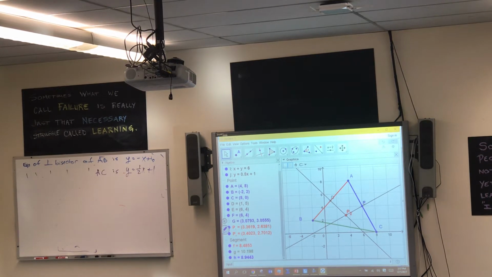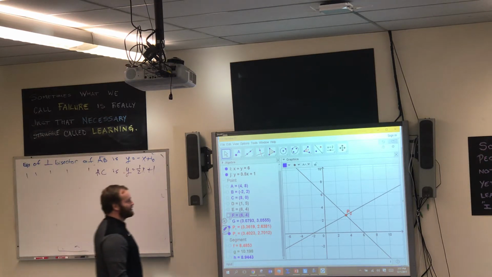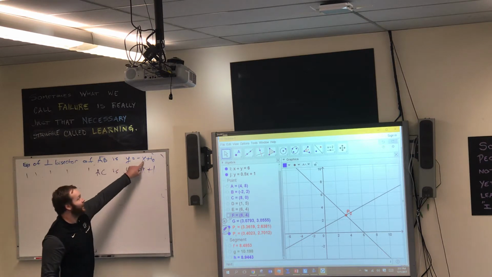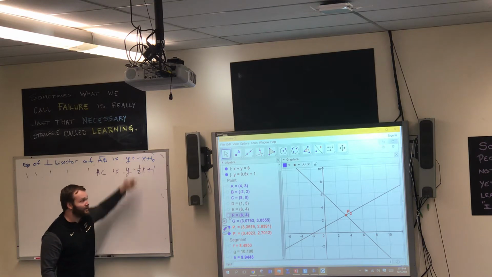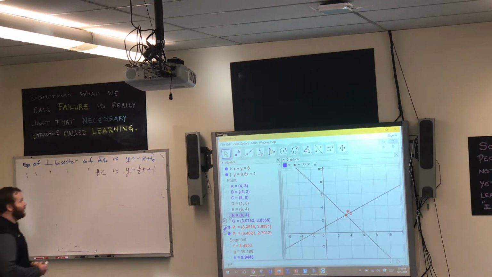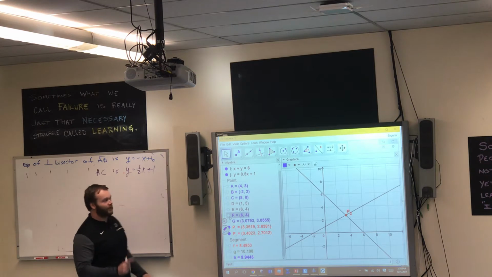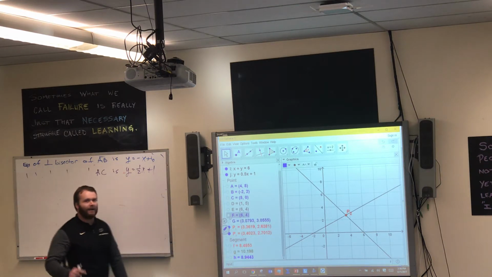What I want you guys to realize is that finding that is an Algebra 1 concept that you guys have done in the past. It was in the concept of systems of equations. If you're interested in finding where two lines intersect, where y equals negative x plus 6 intersects with 1/2 x plus 1, you know that when those two lines intersect, their y values are the same, would you agree?